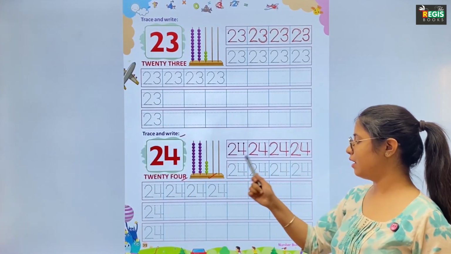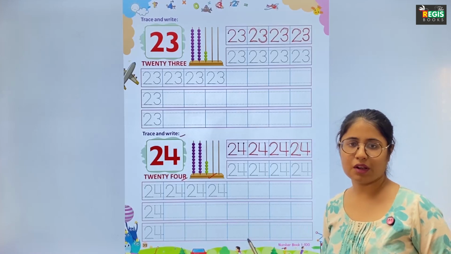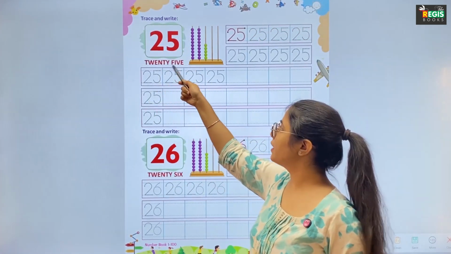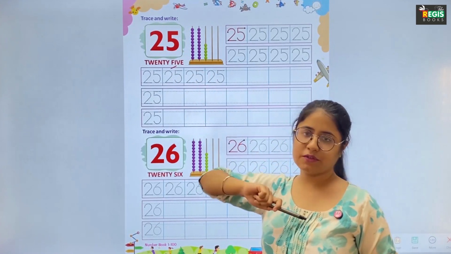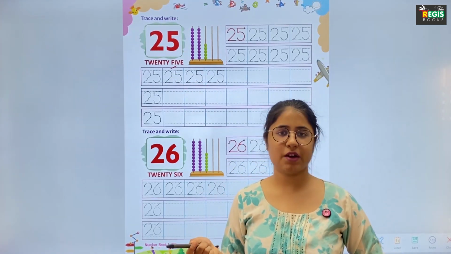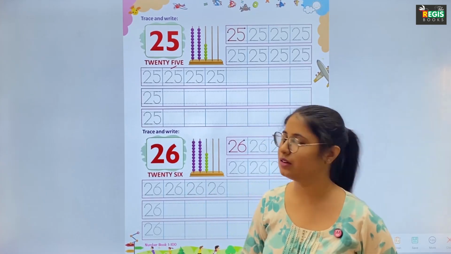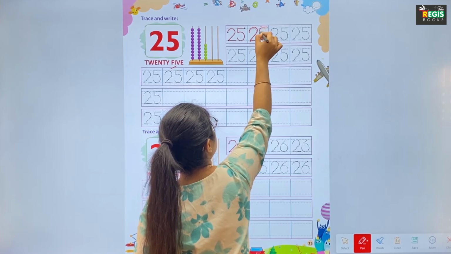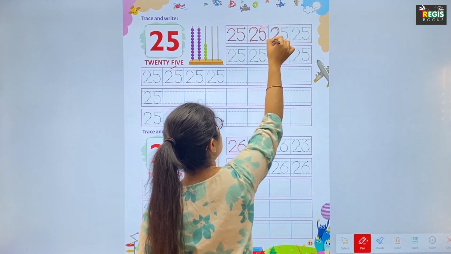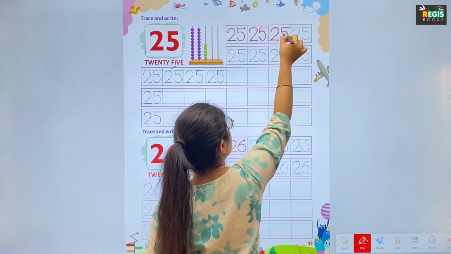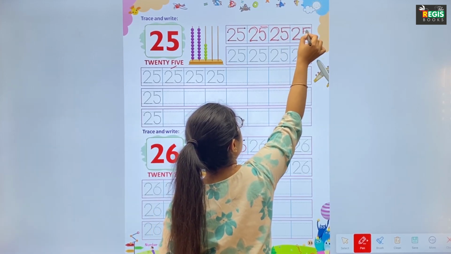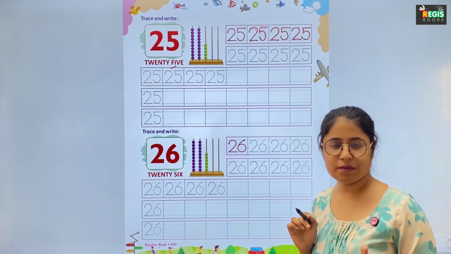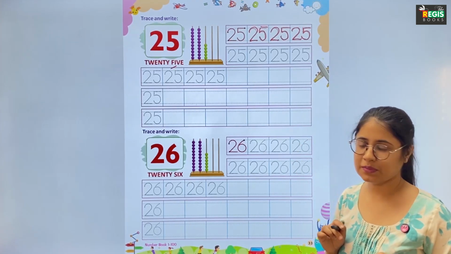And kids similarly आप rest of the boxes में number 24 लिखकर इसकी practice करोगे. Trace and write 2, 5, 25. These are 25 dots. We write the number 25 by writing 2 and 5 together. So write number 2 with me, then 5 like this. Trace number 2, then 5. 2, 5, 25. And similarly आप rest of the boxes में number 25 लिखकर इसकी practice करोगे.